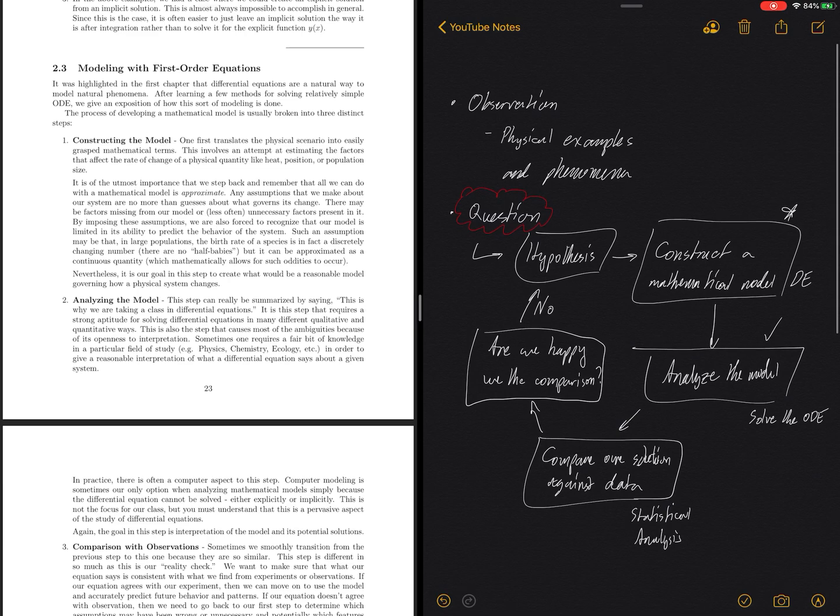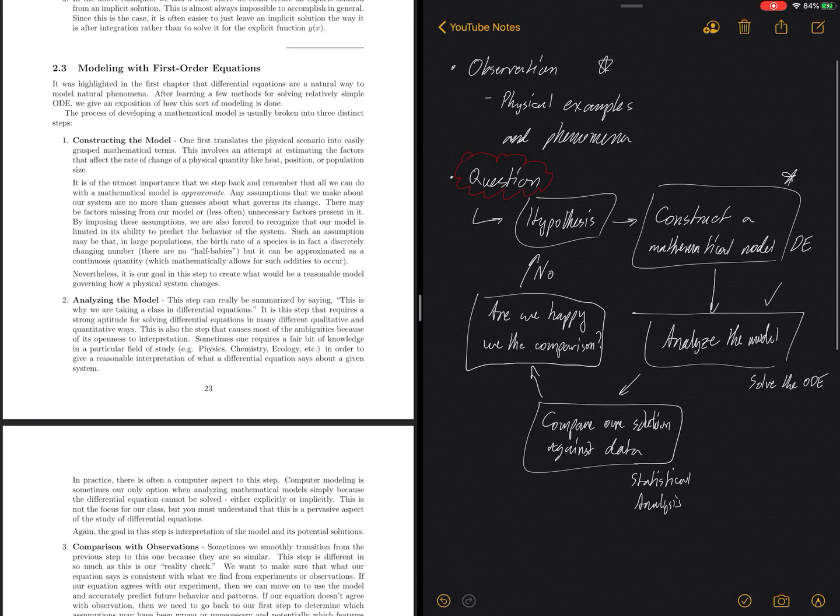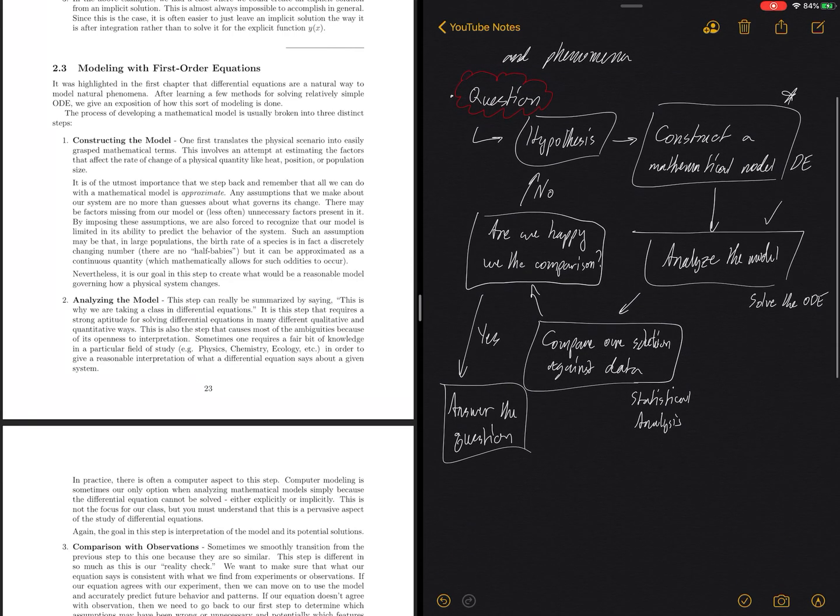If we don't like the comparison, maybe there's some aspect of this system, this physical phenomenon, that we didn't incorporate, but maybe it's up here in our observations. Maybe we did observe that there's something that we should add to or try to incorporate into this model. So either no, we're not happy and we start changing the model and iterate this all over again, or if we are happy, then we actually get to answer the question.